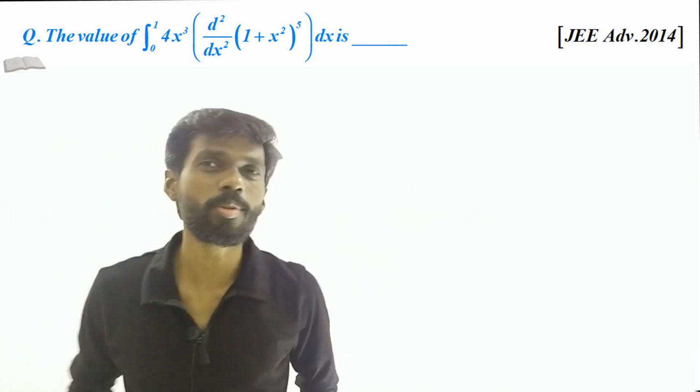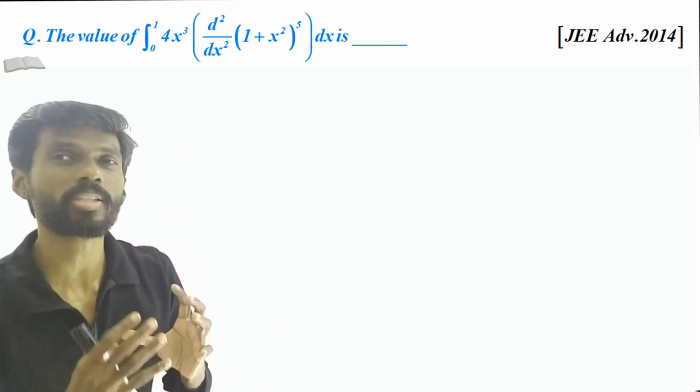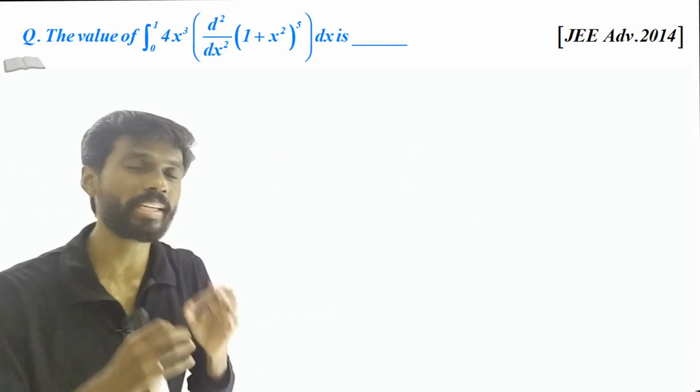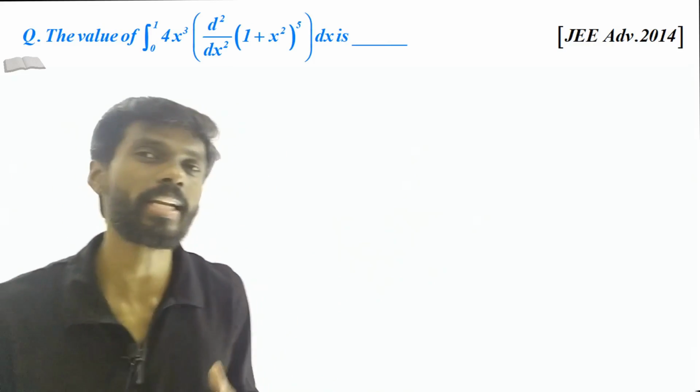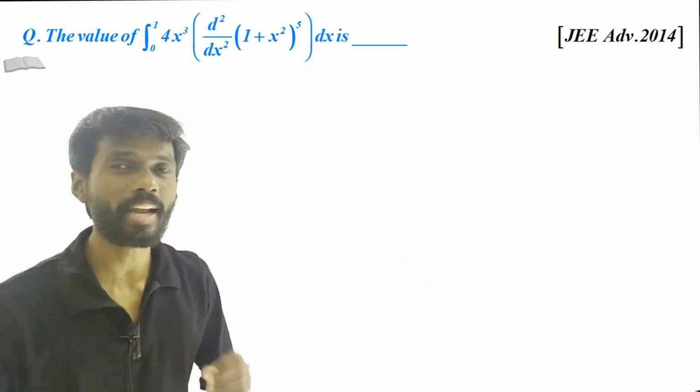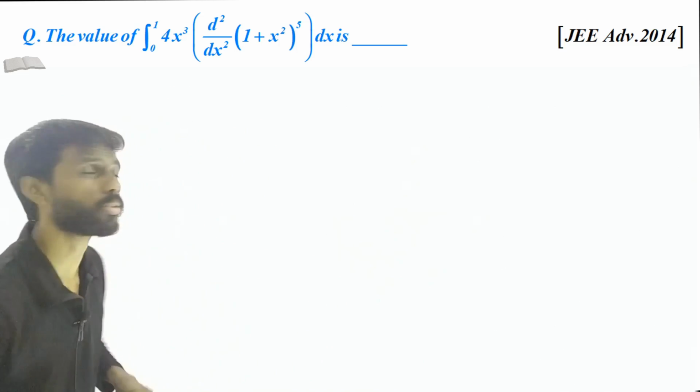Here obviously we have to do integration by parts, right? Because two functions are given. One is 4x cubed, so take it as u, and the other function is given as the second derivative of some function. So that should be taken as v, right? Let us use integration by parts to do this question.